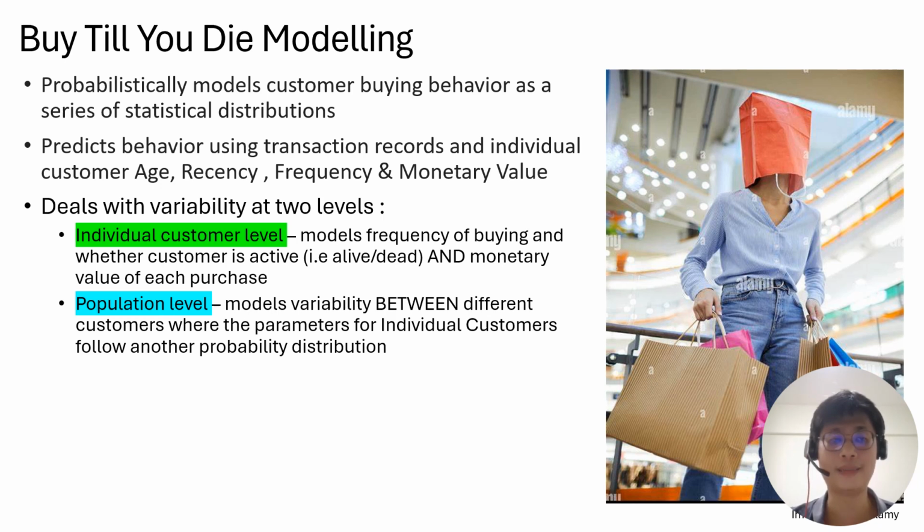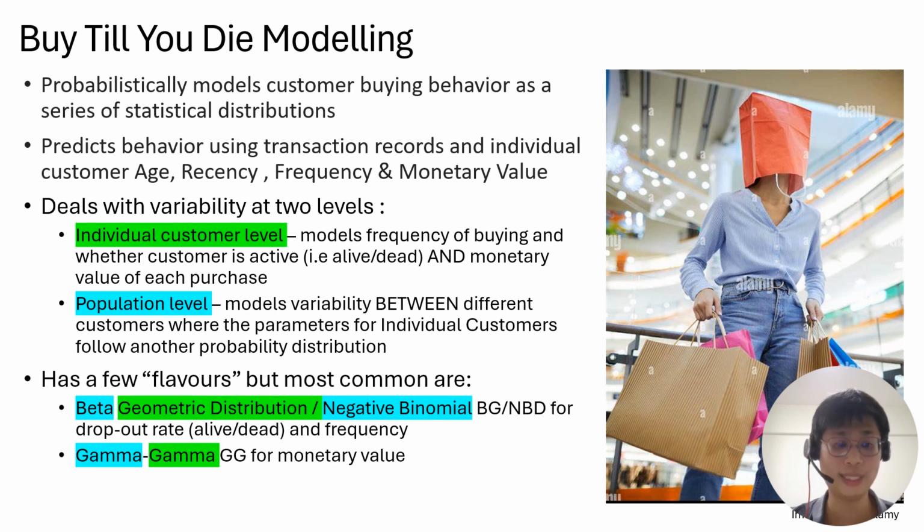And in fact, this BTYD, Buy Till You Die modeling, has a few different flavors to it. The most commonly used one is called the beta geometric negative binomial gamma gamma. And that's a mouthful, I appreciate, but the way to think about it is that each one of these, beta geometric, negative binomial, gamma, these are all names of probability distribution shapes.